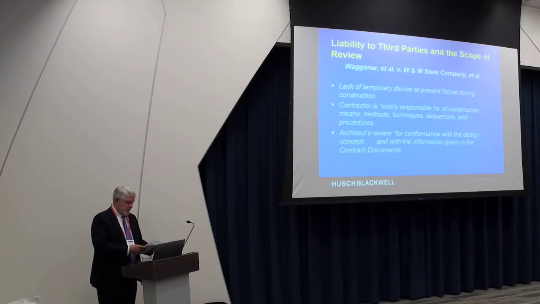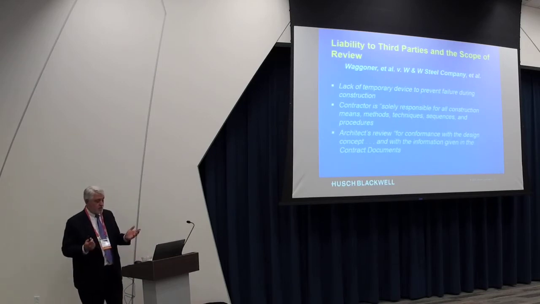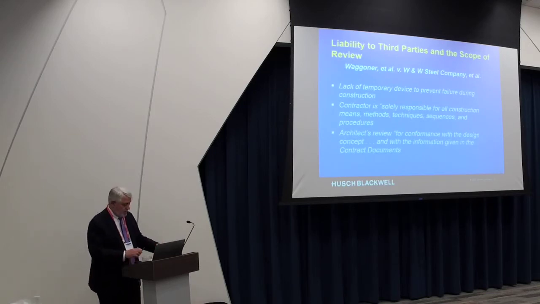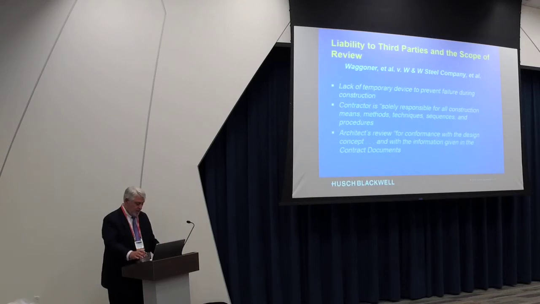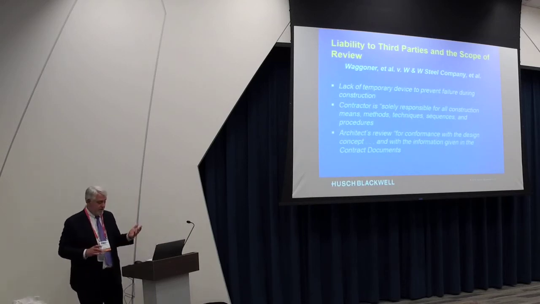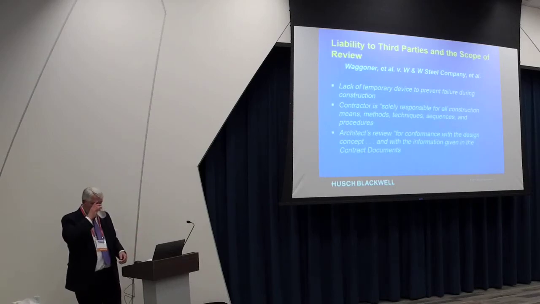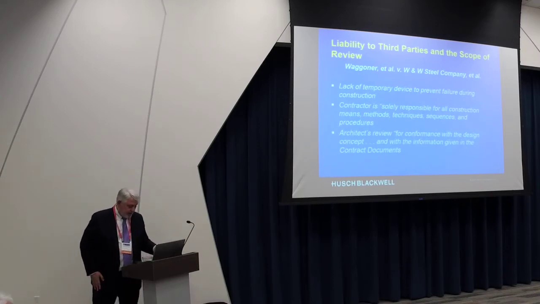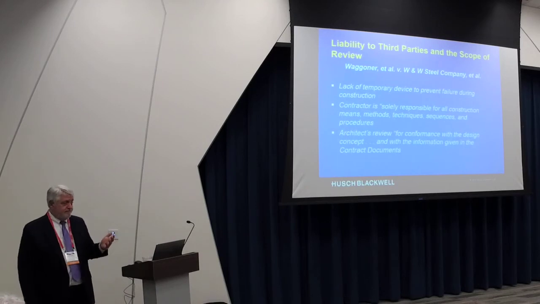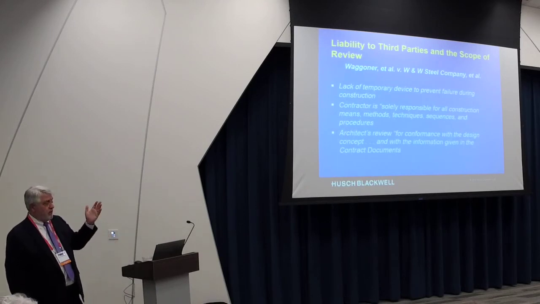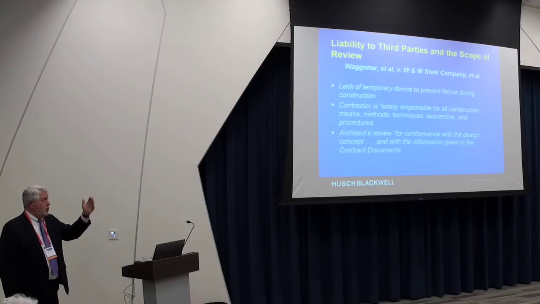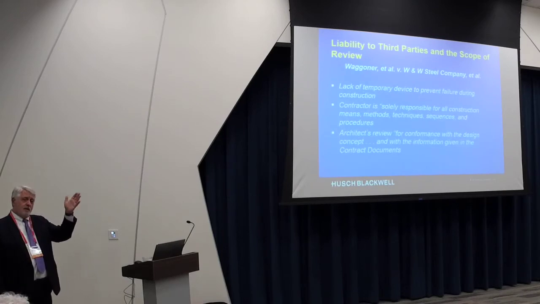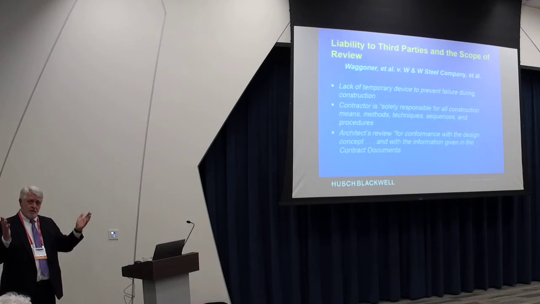Wagner versus WW Steel Company, two guys were working on a construction project when a gust of wind blew an unsecured and unbraced piece of steel loose and caused it to collapse. And the trial court said, essentially, well, Mr. Engineer, you looked, or architect, I can't remember which one it was, I guess architect, you looked at this and at the shop drawings and talked about the structural steel and you said it was okay, so you must be liable for part of this.